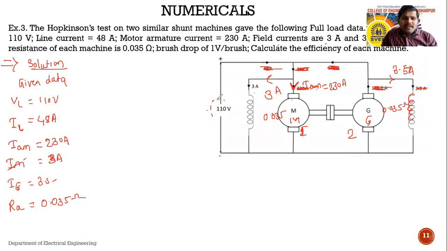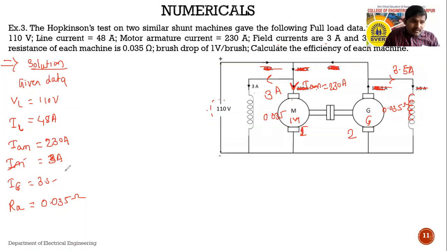Okay. Now brush drop of 1 volt is given. Brush drop equals 1 volt. And calculate the efficiency of each machine.